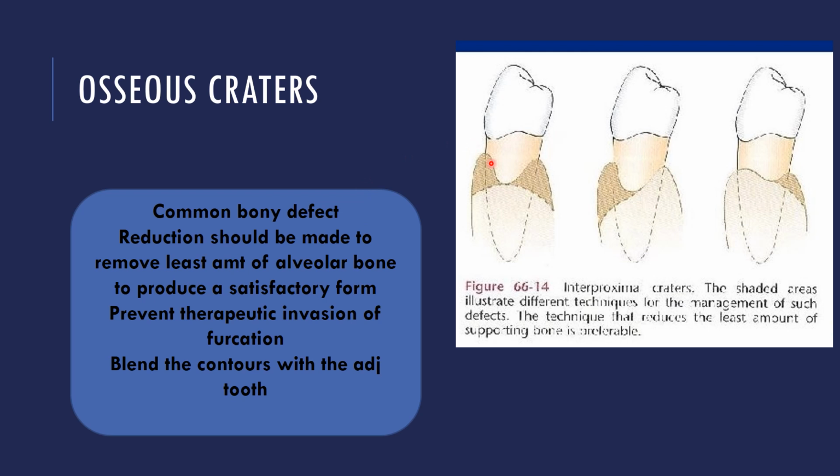There is this interdental area. You can see that this can be removed either this way, or this way, or this way. The shaded part is the bone to be removed. This is the technique that reduces the least amount of supporting bone, which is why we are not following the whole step. So in the case of osseous craters, you can follow any of these patterns for proper periodontal maintenance.